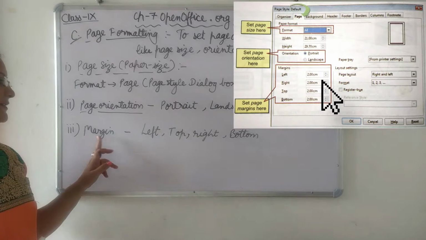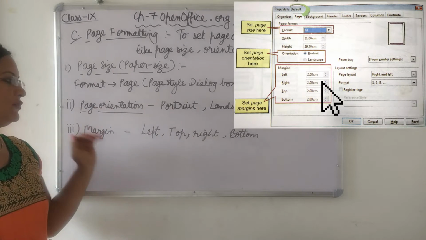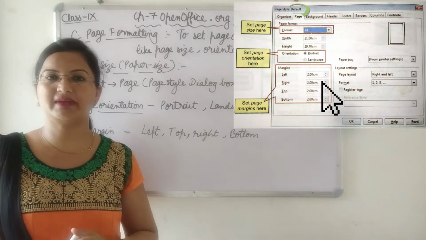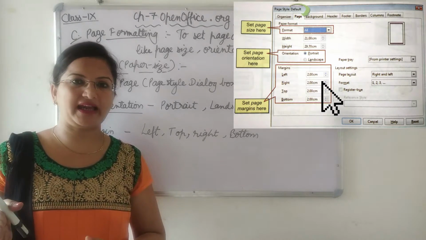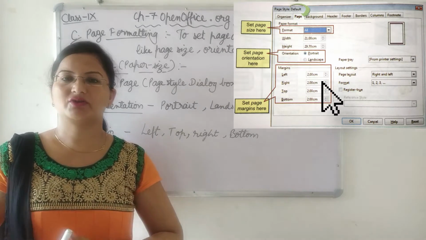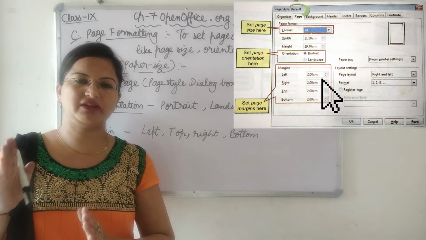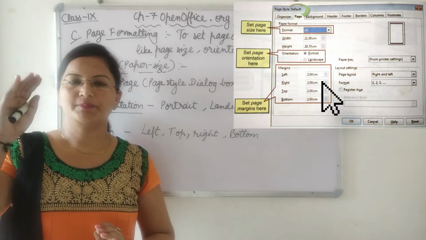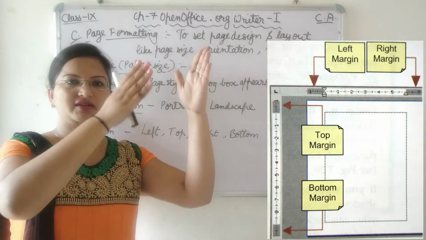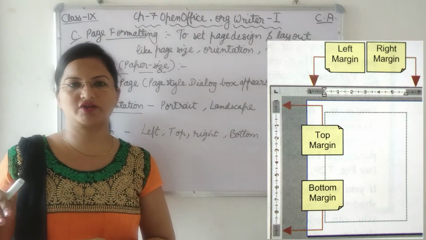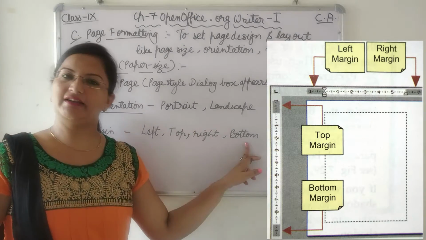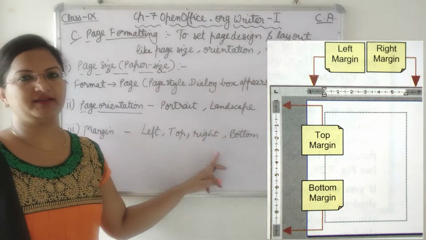Then there is margin. So below orientation, you will be getting four types of margins. Margins means space between the paper edge and the text. It will look good if there is a space between the paper edge and the text. So there are four types of margin: left margin, top margin, right margin and bottom margin. You can choose any one option from the four margins given.